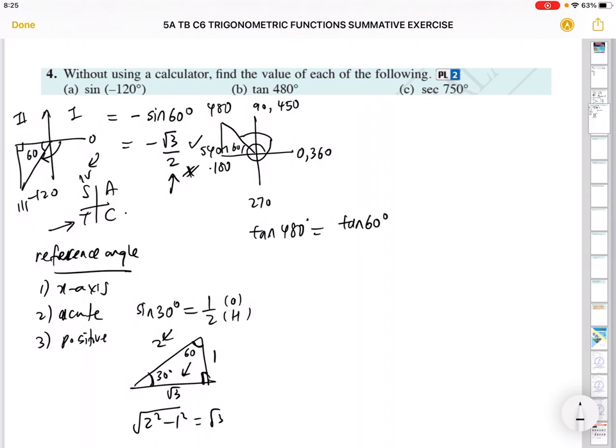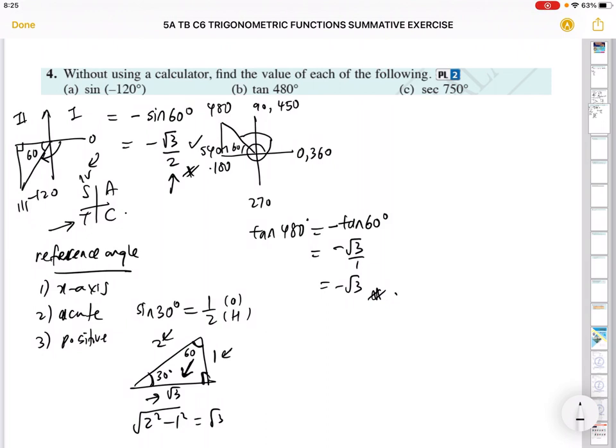Quadrant 2 tangent is negative, so this is negative tangent 60. Okay, we can go back to our triangle. What's my tangent 60? Look at this. Tangent 60, opposite is √3, adjacent is 1, so it's negative √3 over 1, or just negative √3. Okay, lastly, secant 750.